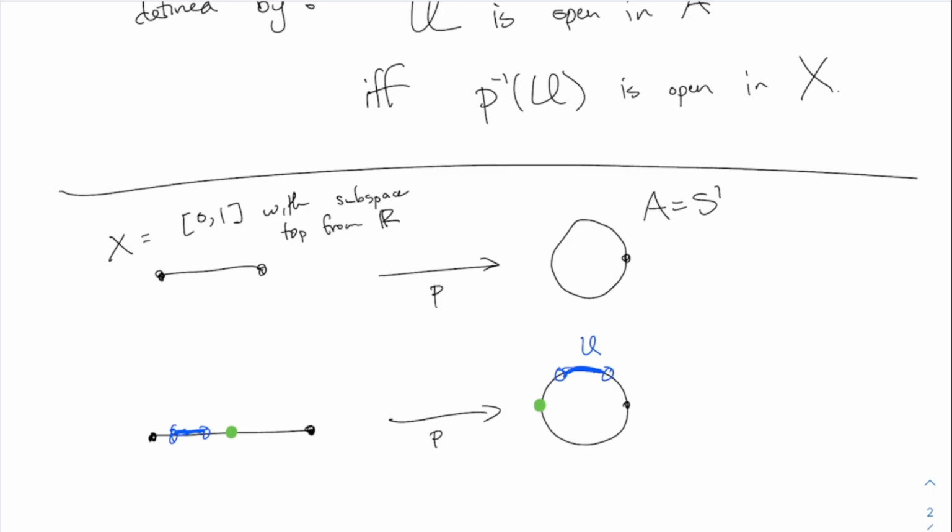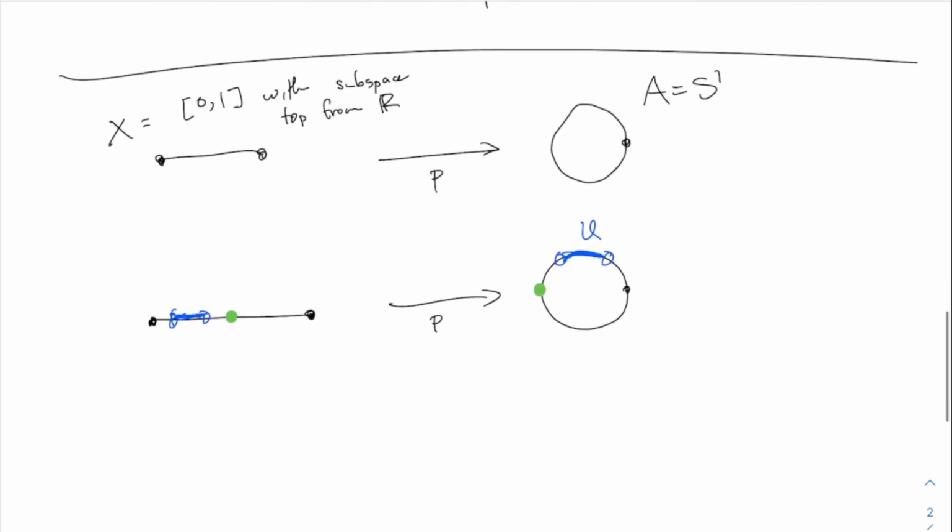After I pulled it back, is this set over here open in X, or is it not open? You have to think this is the interval with the subspace topology from R. Is that an open set over here? I would say this is open in R, right? Because it's a little open interval. So this is open in X.